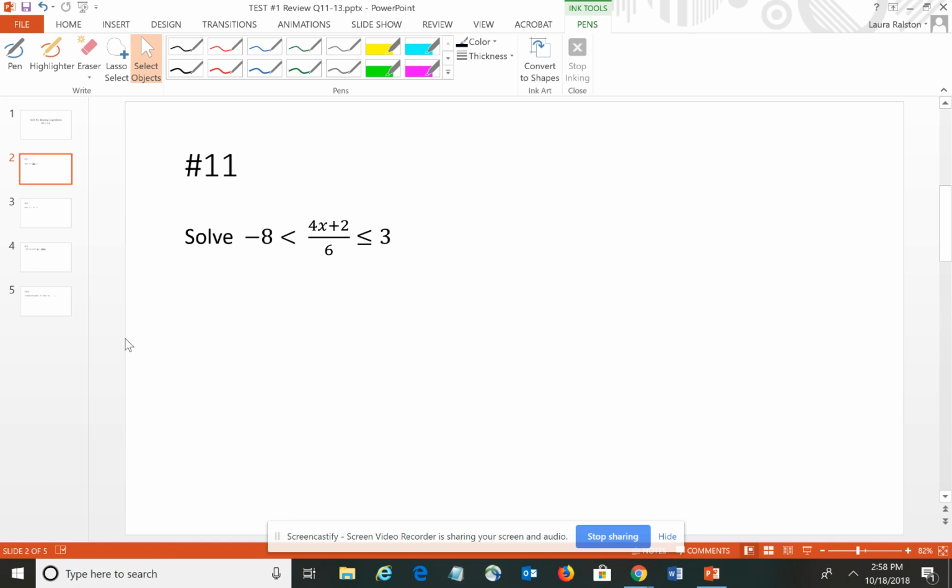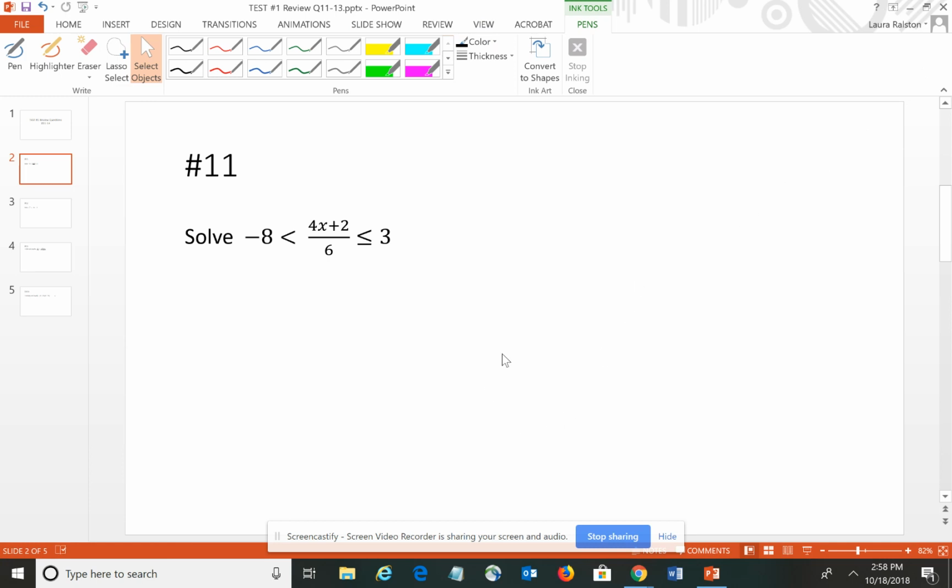And I think of this as a kind of a between, because you have negative 8 is less than 4x plus 2 over 6, which is less than or equal to 3. So you have kind of a problem on the front end as well as a problem on the back end, but we can do it all at one time.